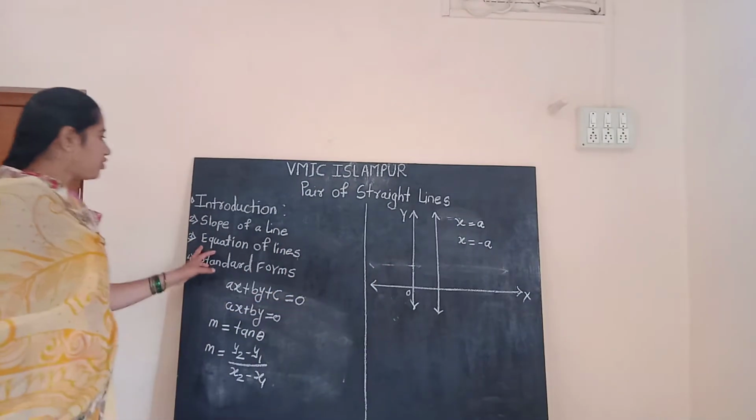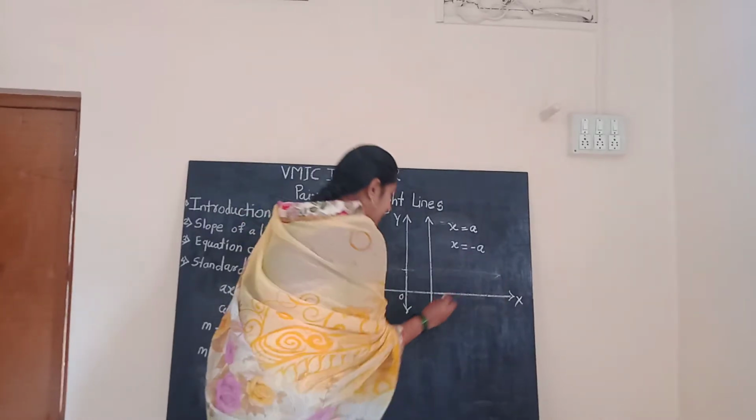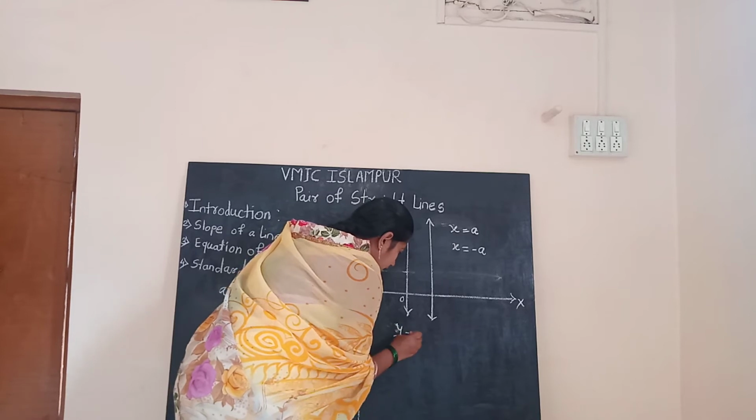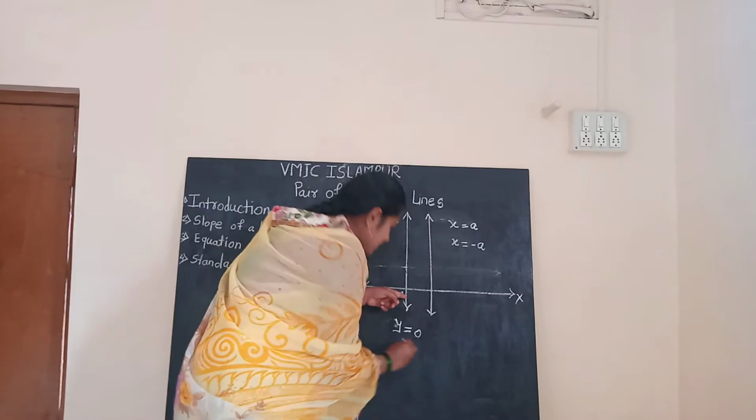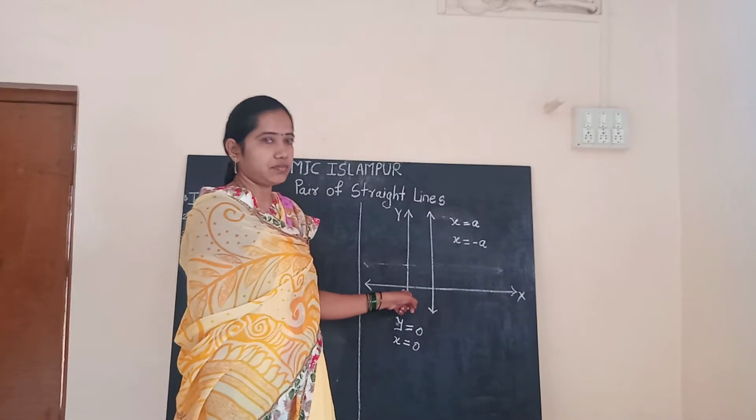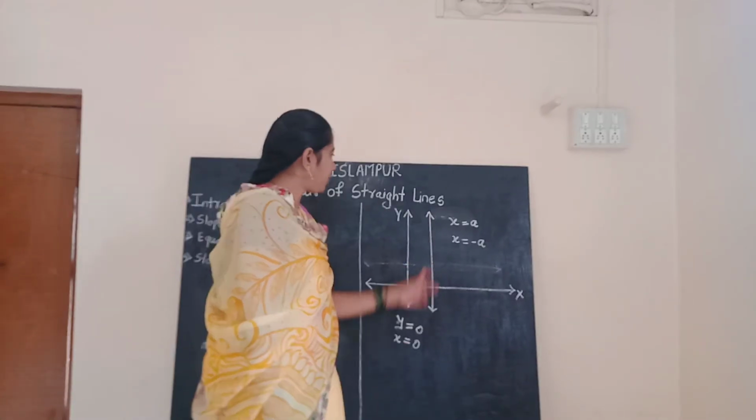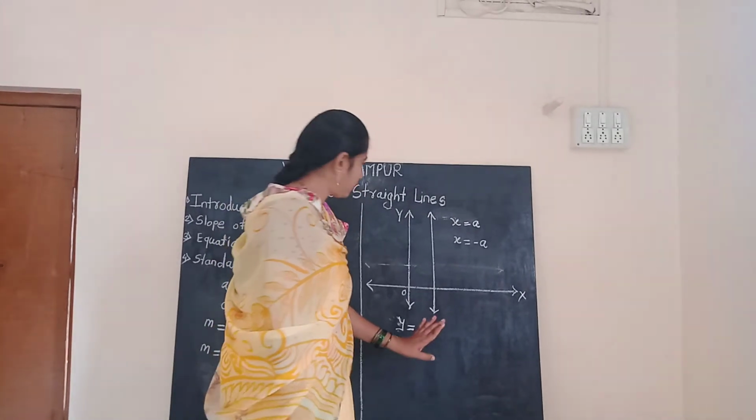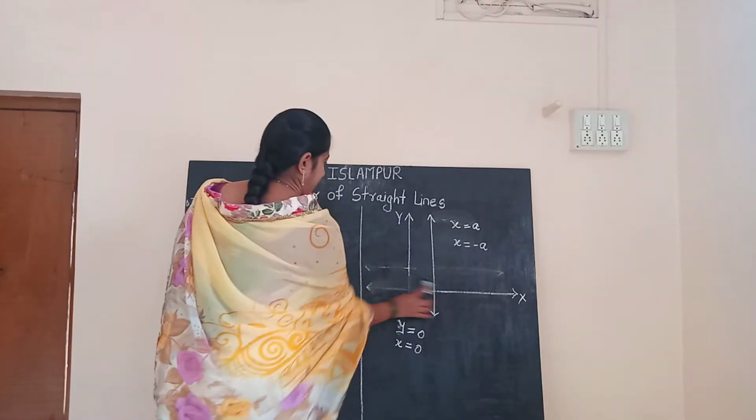Then the equation of the x axis. The equation of the x axis is y is equal to 0 and the equation of the y axis is x is equal to 0. See, the equation of the x axis is y is equal to 0. The equation of the y axis is x is equal to 0. Okay. Next is standard forms.